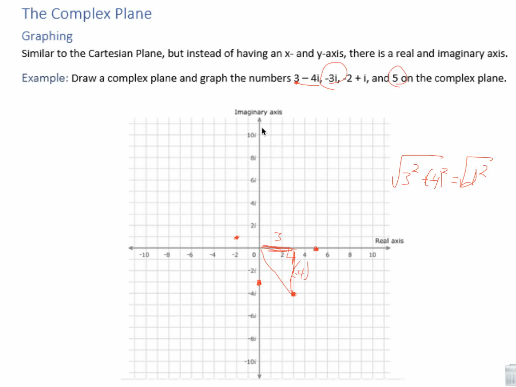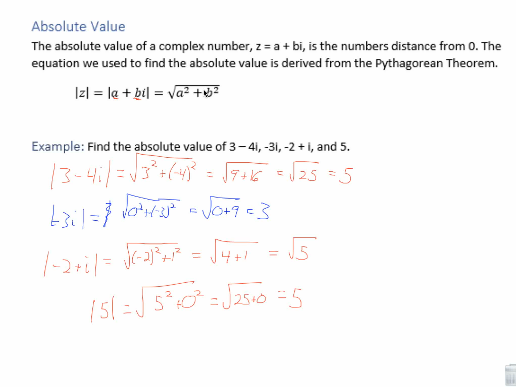And if we have a pure imaginary number, all we have to do is look at this part. The absolute value of that is just 3. So it's 3 units from 0. So pretty easy to do absolute value. We can use this equation here, or we could graph it and find the distance using the Pythagorean Theorem.